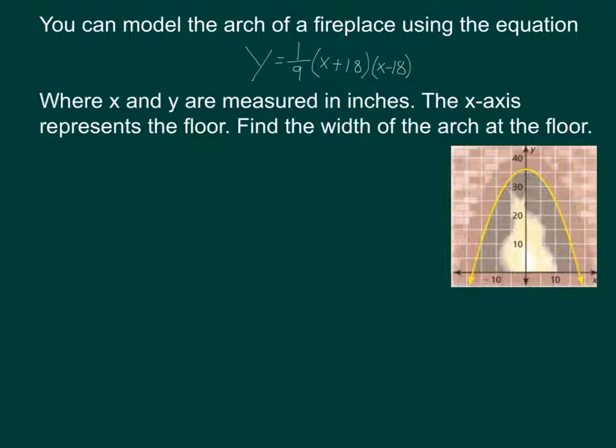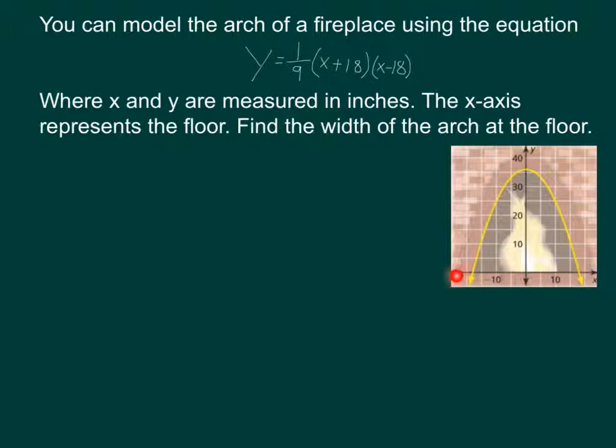Let's see what the point of this whole thing is. If we use a certain equation to model a real-life situation, we can use the factored form to solve for parts of the equation and see how that corresponds to an everyday meaning. For example, you can model the arch of a fireplace, shown in this diagram here, by this equation: y equals 1/9 times (x plus 18) times (x minus 18). x and y are measured in inches.